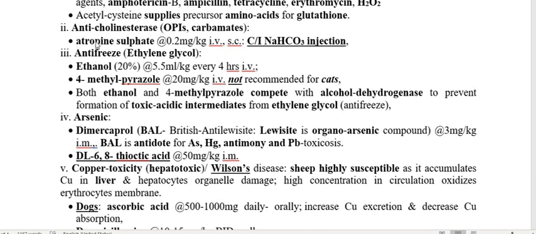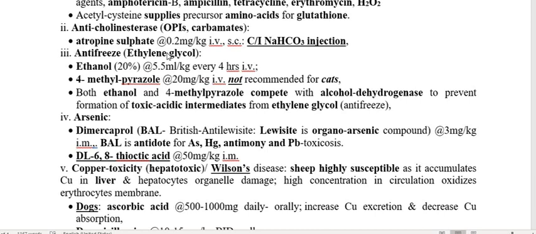Atropine is a muscarinic antagonist, and we use it to bind with the muscarinic receptor. Therefore, the acetylcholine neurotransmitter is unable to bind with the receptor and does not produce the toxic symptoms like DUMBELS. The spelling is like that.